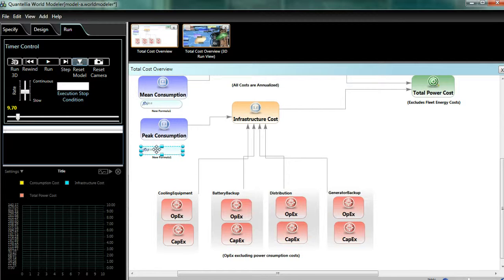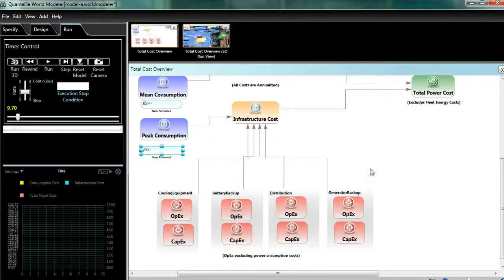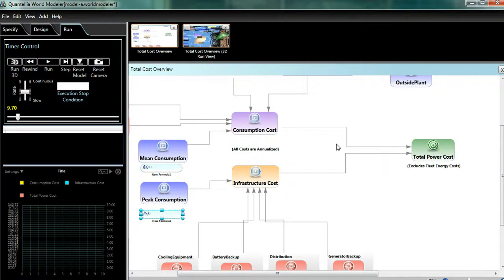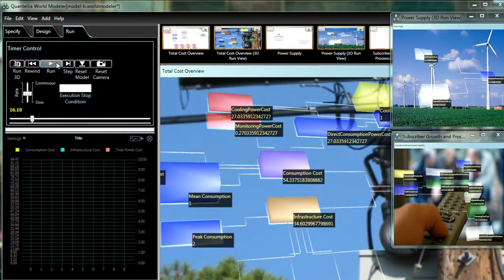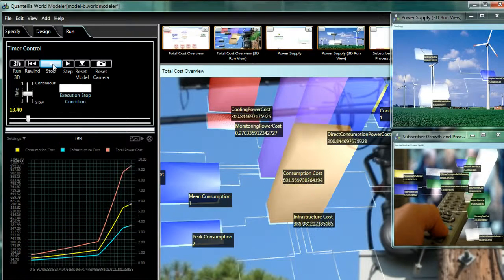So what I'm going to do is put an assumption into this model that my peak consumption is approximately double my mean consumption, and we're going to look at how these three factors, the total power cost, the consumption cost, and the infrastructure costs, play out under those assumptions. So watch the graph on the left for these three cost factors, the total power cost, which is the sum of the infrastructure and consumption costs. What you can see is that when we add up the consumption costs, shown in yellow here, to the infrastructure costs shown in blue, they're kind of in the same ballpark, and together they total up to the total power cost.